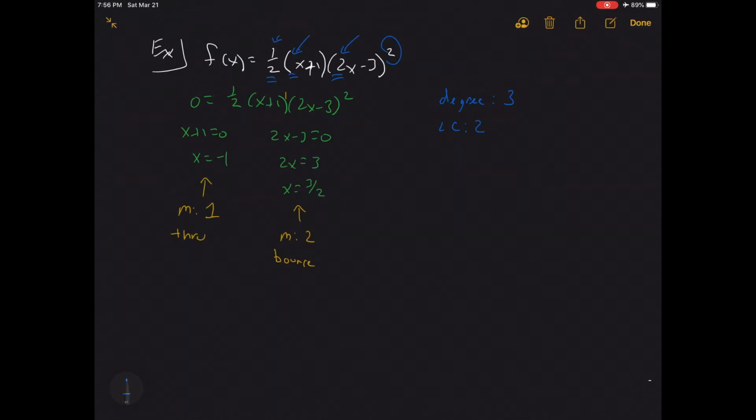Ultimately, I didn't really need to know the number as much as I needed to know that it was positive, because that tells me my end behavior. Since the degree was 3, it's odd, which means they go opposite directions. Positive means it's going to start down and finish up.